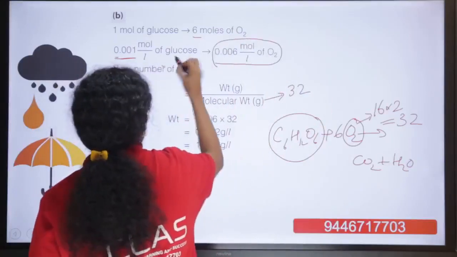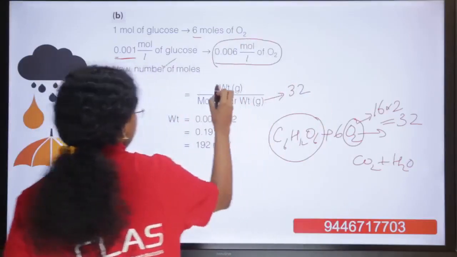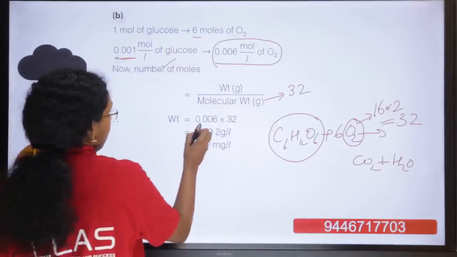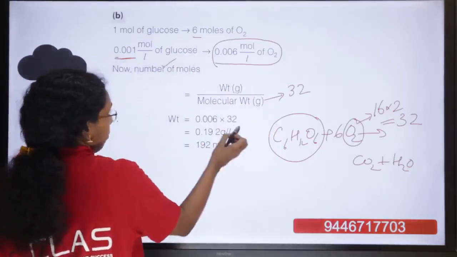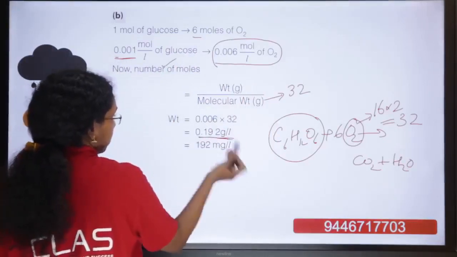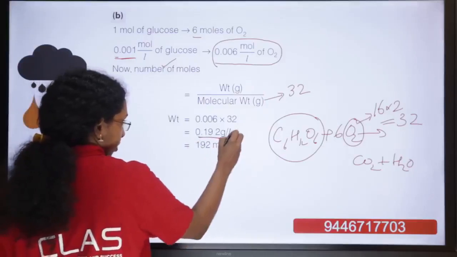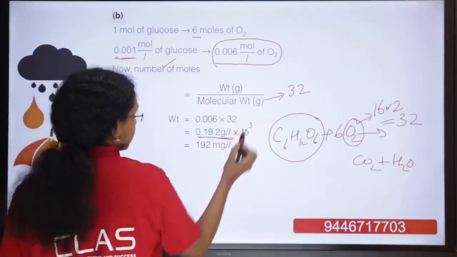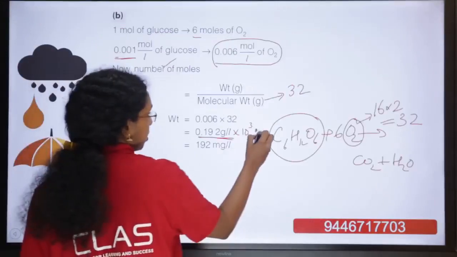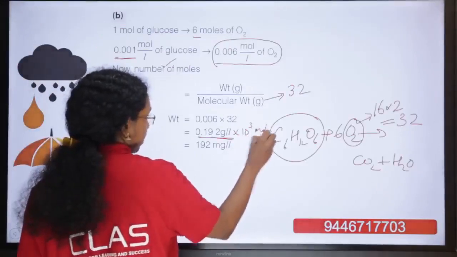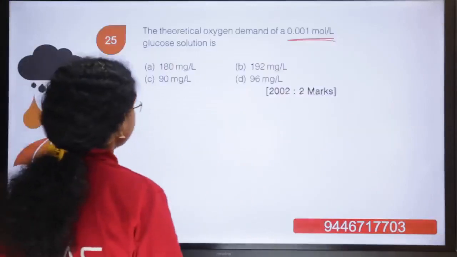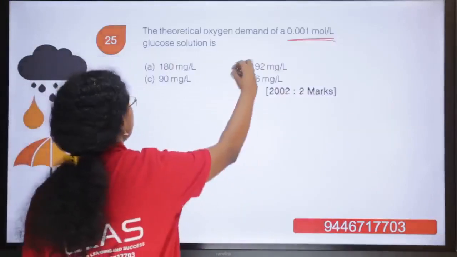So, we know the number of moles, 0.006 mole per liter of oxygen, and we know the molecular weight. Then we can find the weight of the sample as 0.006 into the molecular weight 32, which gives the answer in gram. Since the answer here is given in milligrams, we multiply by 10 raised to 3 to convert it into milligram per liter, which is 192 milligram per liter. That is option B.